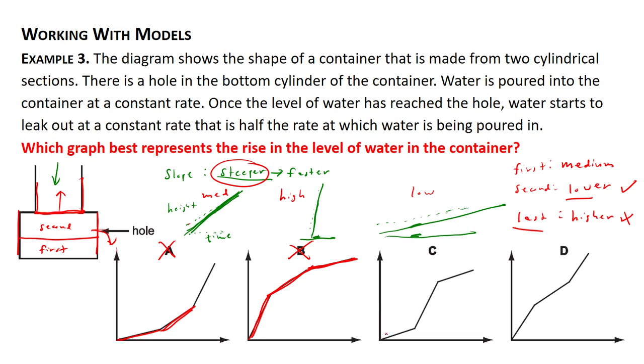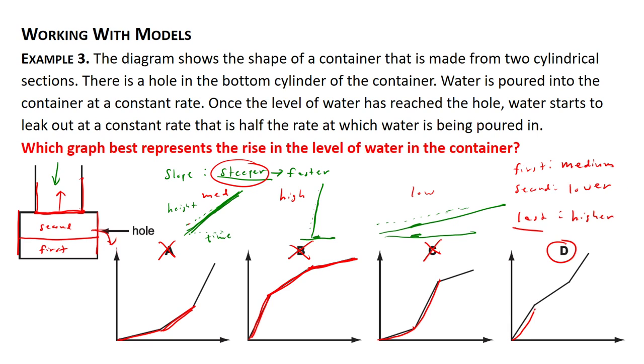For letter C, okay, our slope is okay. It became steeper, which is not the case because we want a lower slope. So letter C can also be eliminated. So by elimination, the answer is letter D. But let us check if we satisfy the requirement.